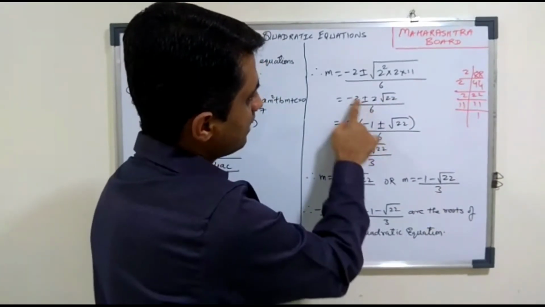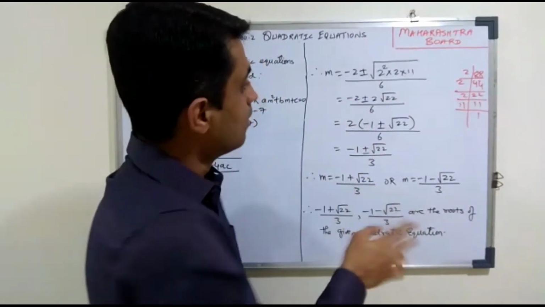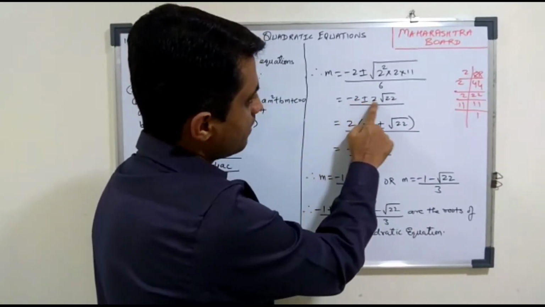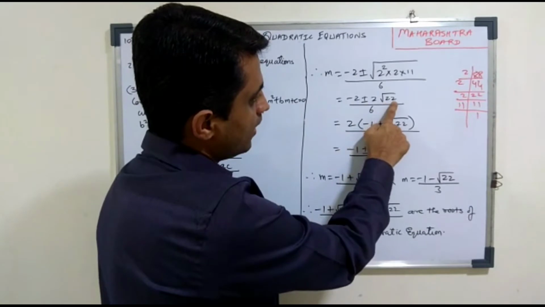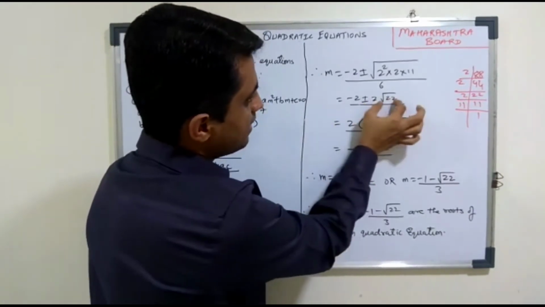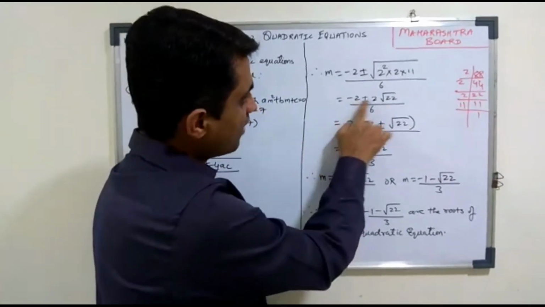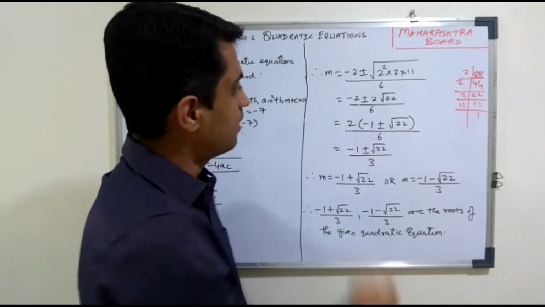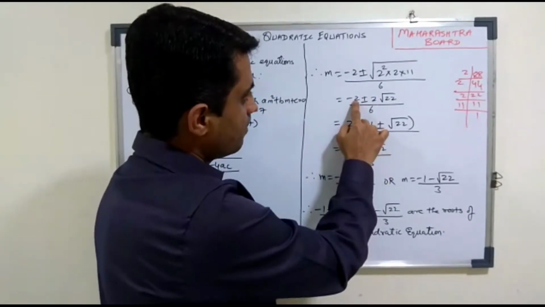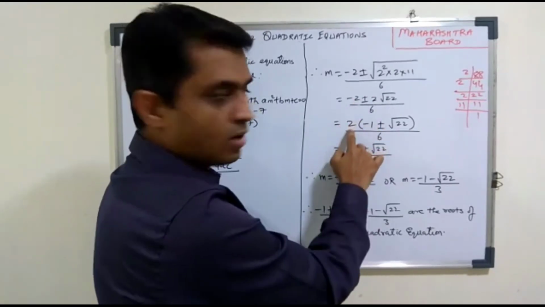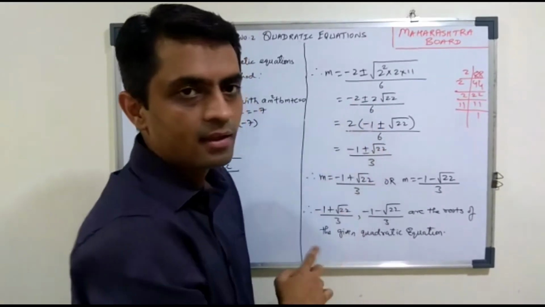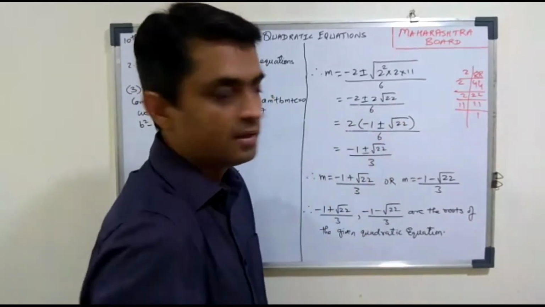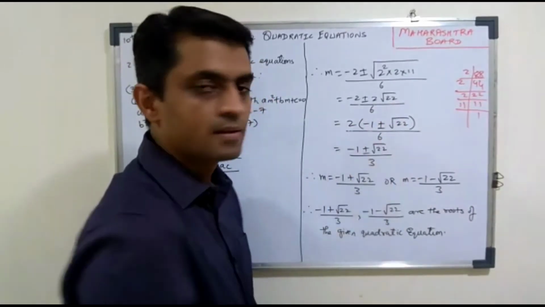Now see that you don't cancel here this way. You take out common. Minus 2 plus or minus 2 root 22. This term and this term, what will be common? 2. We have taken 2 out as common. In the bracket, what will remain here? 2 minus 2 has gone, so minus 1 will be there. Plus or minus 2 has gone, so root 22 will be there. Upon 6.